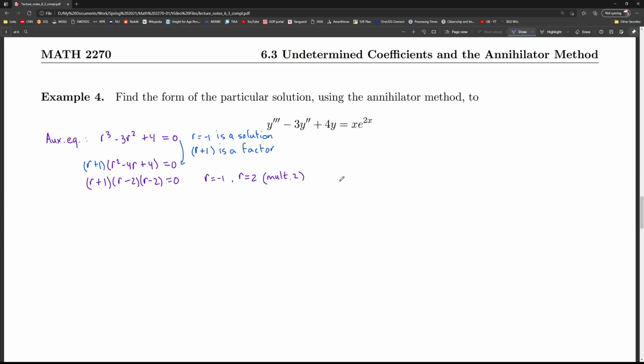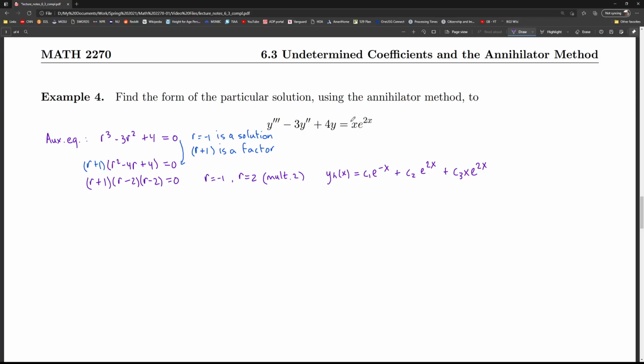And so the basic functions for our homogeneous solution are c1 e to the power negative x plus c2 e to the power 2x. And then when you have a repeated root, you add in powers of x. So that's c3 x e to the power 2x. Okay, so that is our auxiliary equation right there.